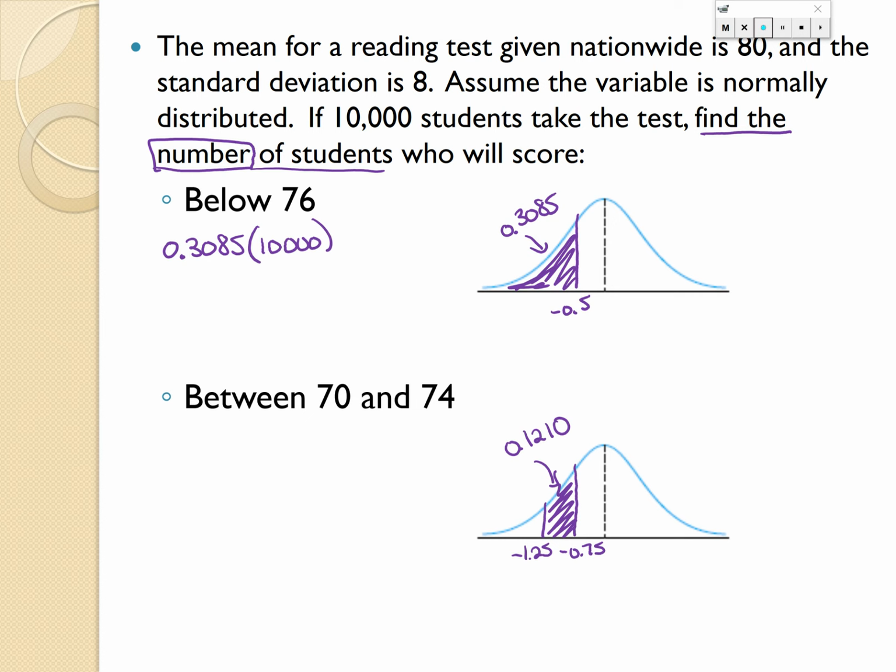So how many students are going to score below? We're going to have 3,085 students.